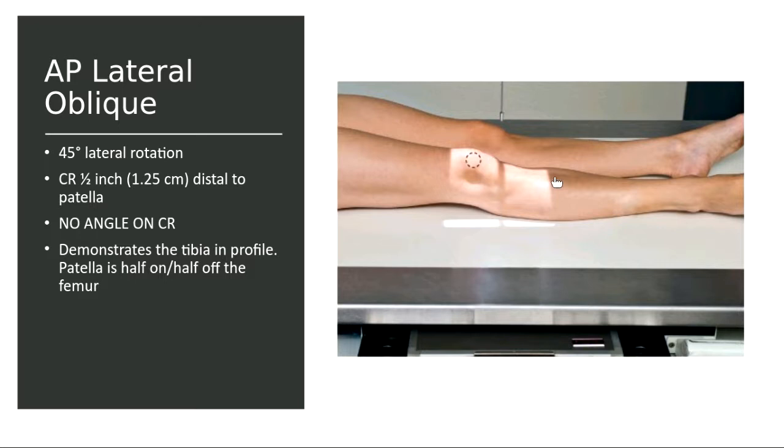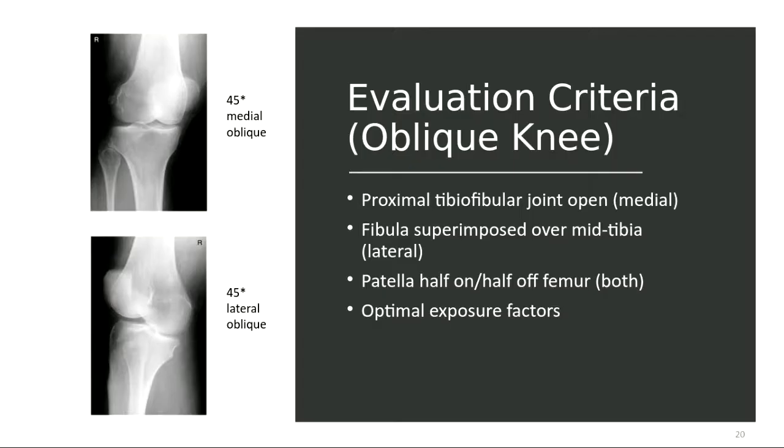And if you look at the acronym, the TE in FITE says that the tibia is free of superimposition. It's actually in profile on the external. So FI, fibular head, is free of superimposition on the internal, and the tibia is in profile on the external. Notice it also says the patella is half on, half off the femur. So we're actually going to look at both of those graphs in this next slide.